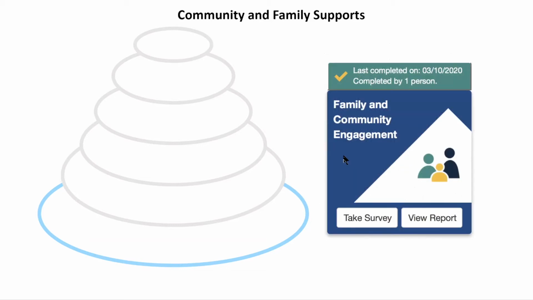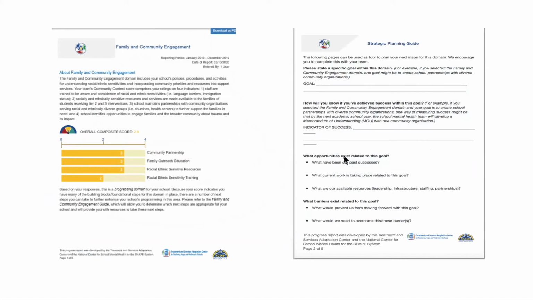And so what would happen if you wanted to get a sense of how your school or district is doing, you saw where those 8 boxes were, you would click on Take Survey for the Family and Community Engagement domain. And after you answer about 4 to 5 questions, each domain has about 4 to 5 questions, you will get what you see on the left-hand side, a feedback report. And it's going to tell you how you're doing in each of those domains. What is your level of community partnership, your family outreach, and what sort of racial and ethnic sensitivity training and resources do you have available?